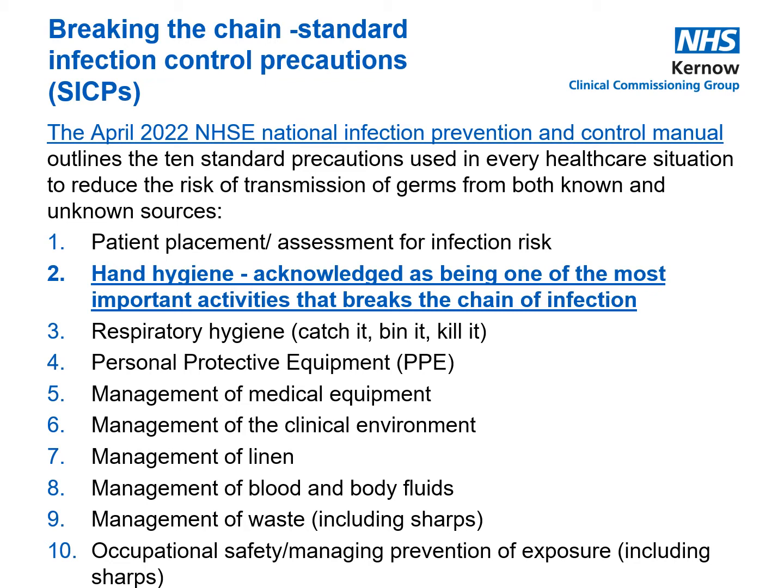The April 2022 NHS England National Infection Prevention and Control Manual outlines in detail the 10 standard precautions, which are patient placement and assessment for infection risk, hand hygiene, which is acknowledged as being one of the most important activities that breaks the chain of infection, respiratory hygiene, so think catch it, bin it, kill it, personal protective equipment, management of medical equipment, management of the clinical environment, management of linen, management of blood and bodily fluids, management of waste including sharps, and occupational safety and managing prevention of exposure including sharps.